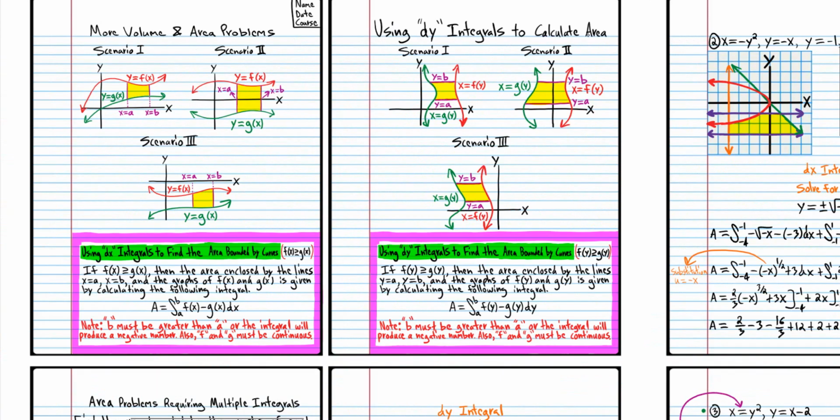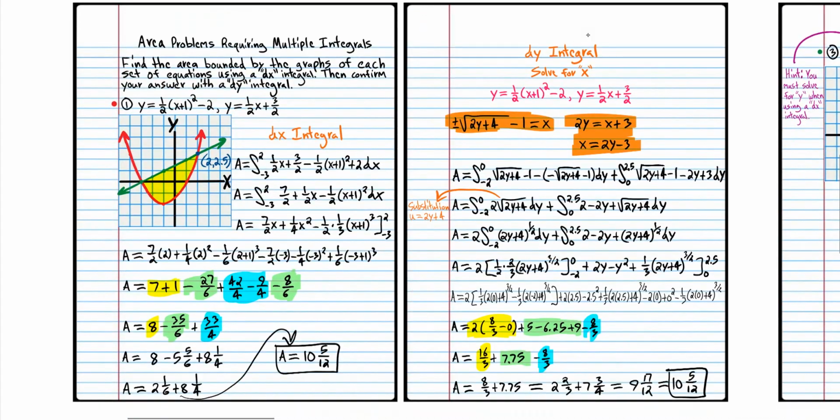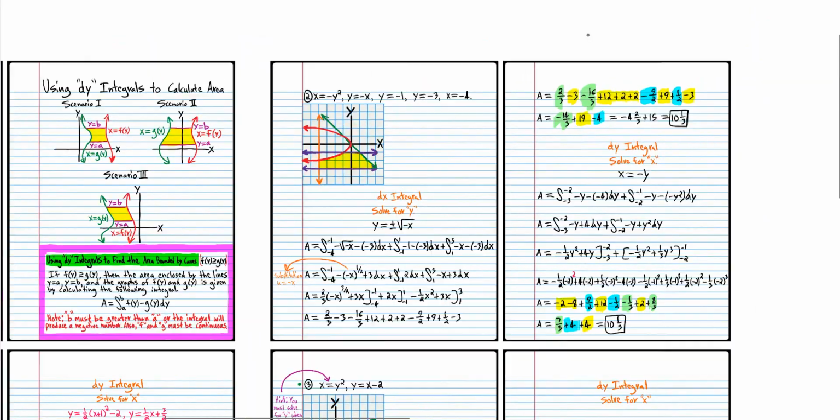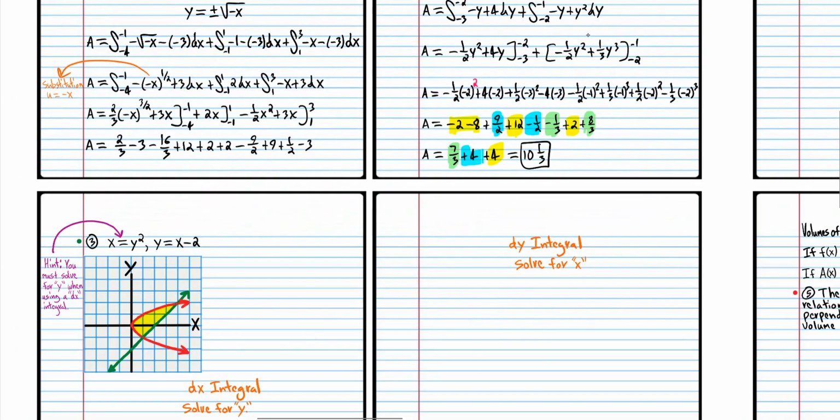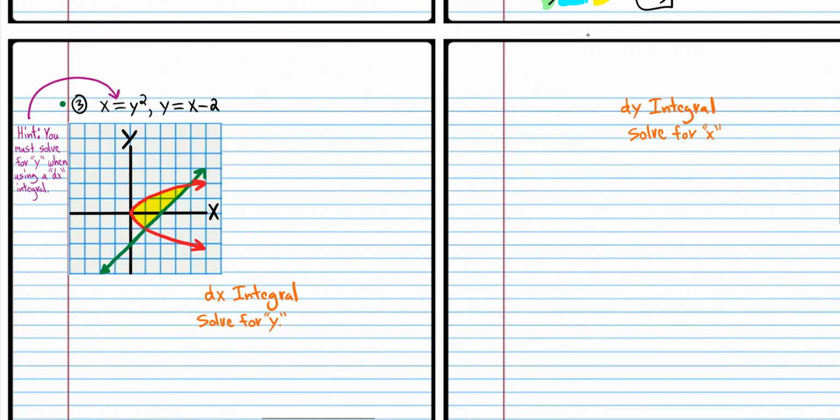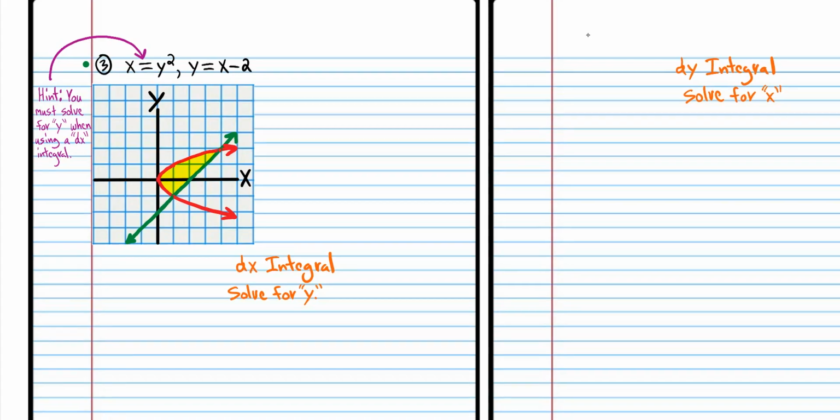Okay, so I want you to take a picture of this information here and this first problem that we did, and this second problem that we did. And I want you to try number 3. So you're going to calculate the area of the shaded region using a dx integral, and then you're going to calculate the area of that shaded region using a dy integral. And this can be kind of confusing, so try your best.